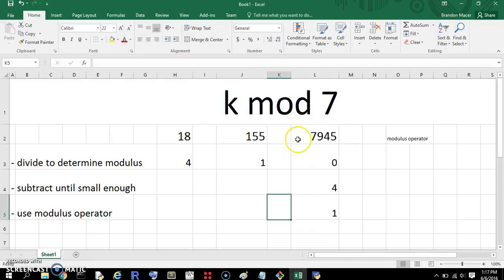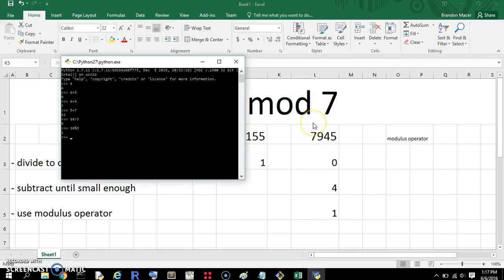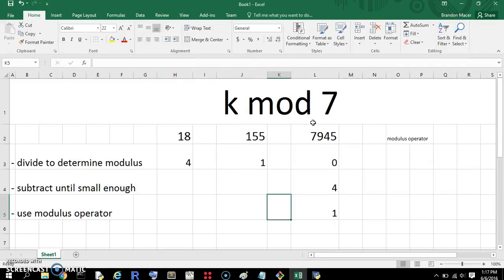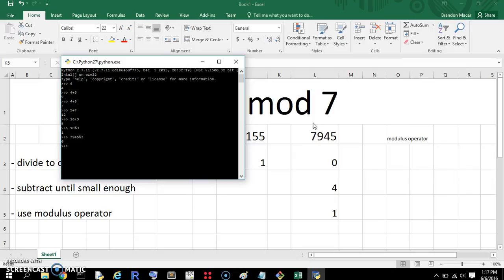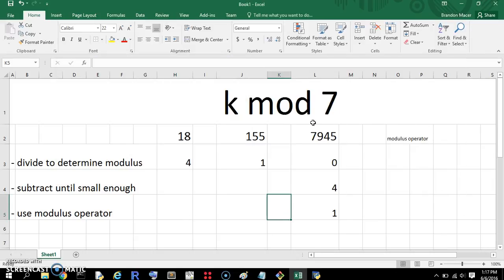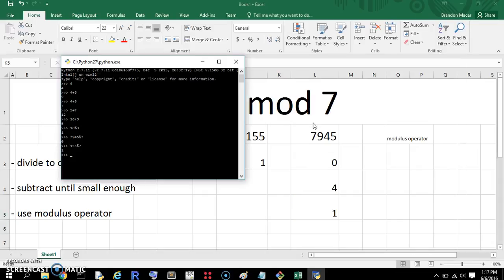So what are we doing? 7945 mod 7. 7945 % 7 is 0. Hopefully that's not too small to see, but it's the percent sign. What else? 155 mod 7. 155 % 7 is 1. 18 % 7 is 4. So the percent sign is going to be your friend.